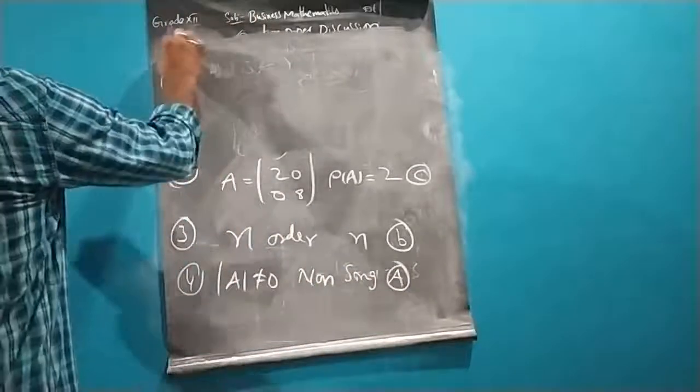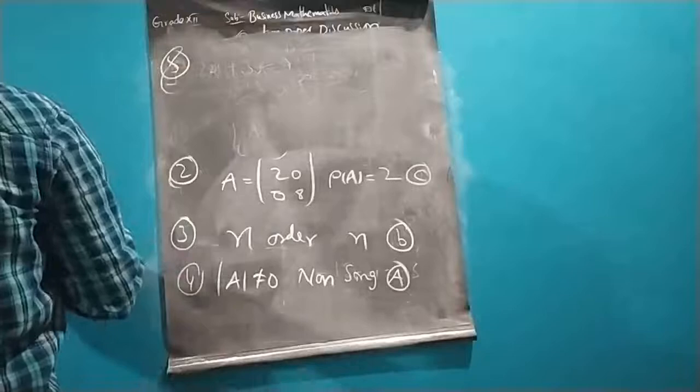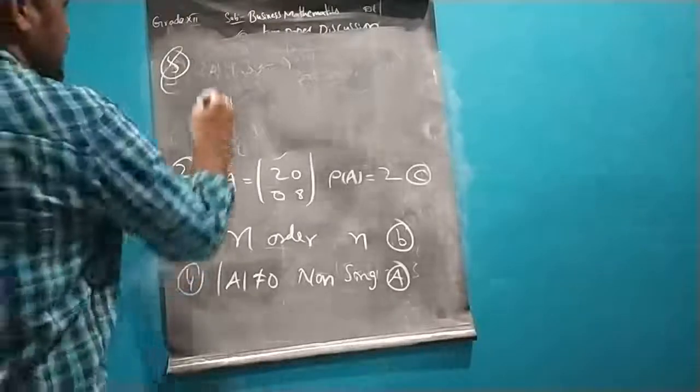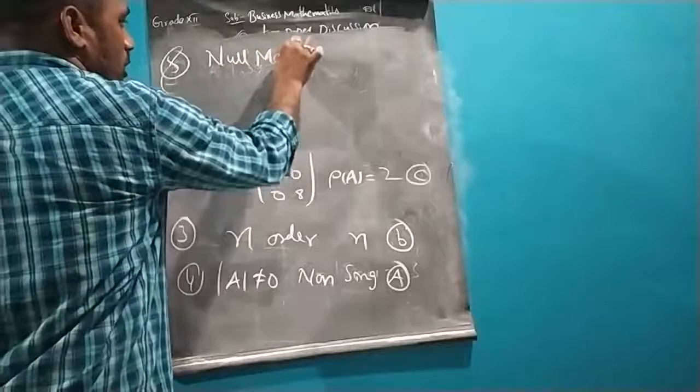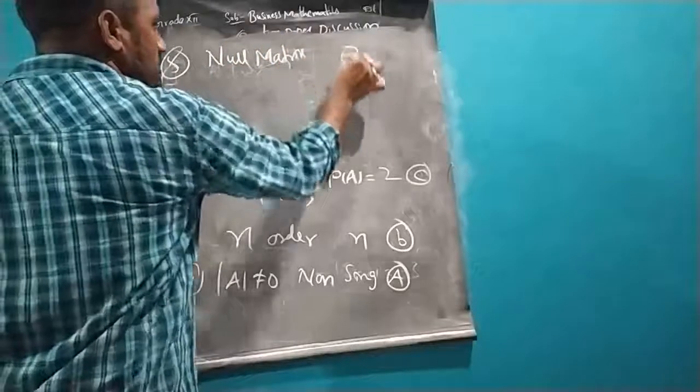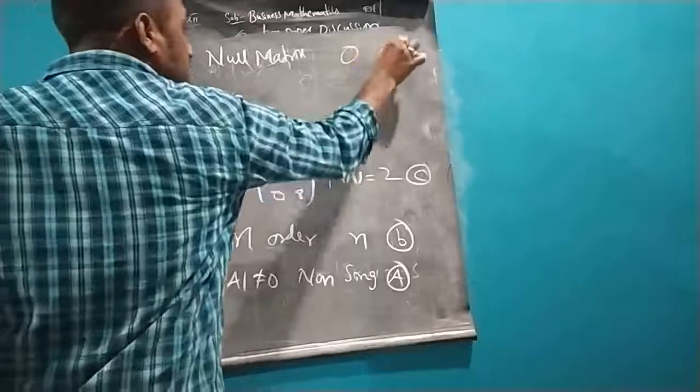Next, fifth question. Rank of a null matrix. We already know the matrix is called null, in which there is no element at all. So the rank of this matrix will be 0. So option A is correct.